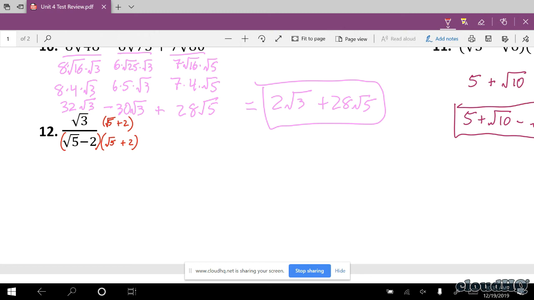In the top, looks like we just get to distribute. Square root of 15 first, plus square root of 3 times 2. The 2 is not in a square root, so they don't make a 6. You just keep the 2 out front and then square root of 3.